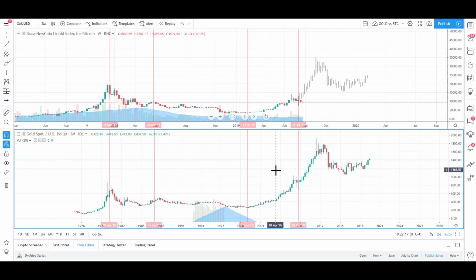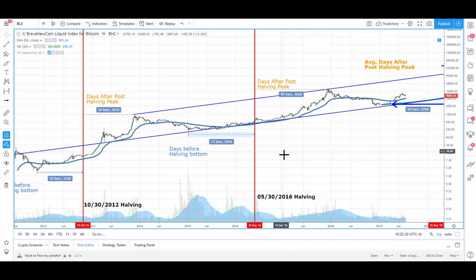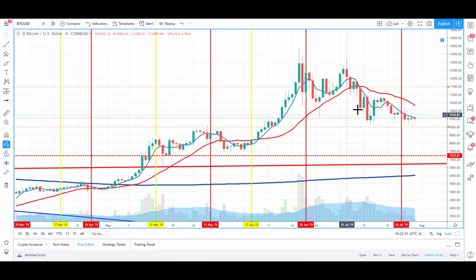Take a look at the gold comparison chart. We'll revisit the halving chart and take a look at price action relative to what's happened in the past. I will also take a look at price action as we've just finished up another monthly contract expiration on the CME futures and see what that's telling us.